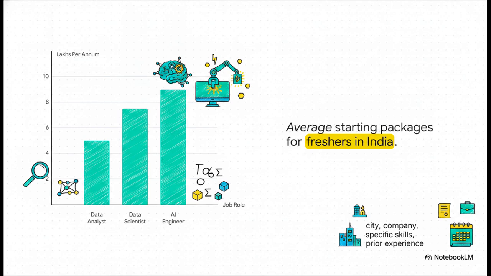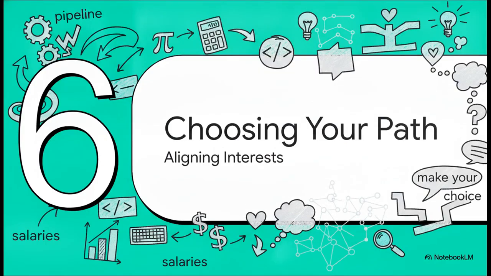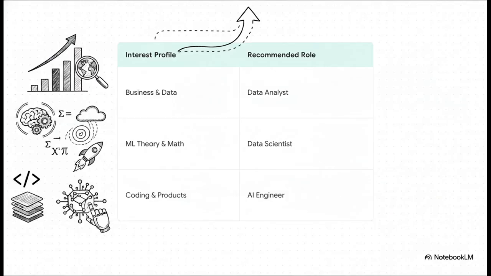Now, obviously, these are baseline averages. Your actual paycheck is going to depend heavily on your specific skills, your city, the company tier, and your practical project portfolio. Which brings us to Section 6, choosing your career path by aligning your interests. So, we've mapped out the pipeline, the syllabus, the tools, and the money. How do you actually pick? It's all about aligning what you naturally enjoy with the day-to-day reality of the role. If you love business strategy and finding hidden trends, but you kind of hate writing heavy code or doing complex calculus every day, aggressively target the data analyst role.